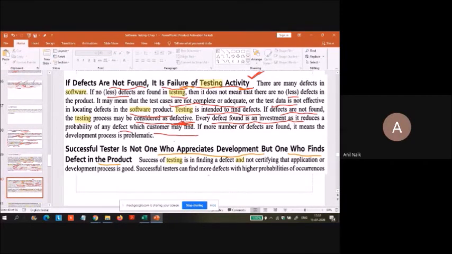So the success of testing is in finding defects and not certifying that the application or development process is good. You are not here to certify that you are doing a good job. Here a software tester means you should find the defects. The successful testers can find more defects with a higher probability of occurrence.